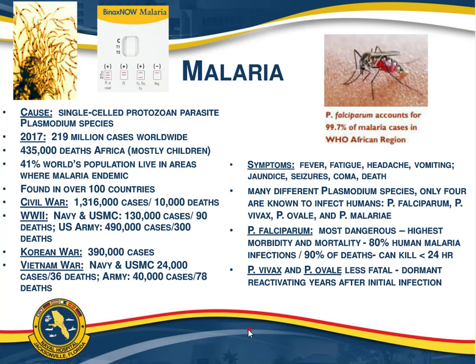There are many different Plasmodium species. Only 4 are known to infect humans. And these are all Plasmodium: Falciparum, Vivax, Ovale, and Malariae. The most dangerous is falciparum, and that's what we treat with that Malarone, which I'll talk about in a second. 80% of malaria infections and 90% of deaths are due to falciparum. It can kill people in less than 24 hours. It usually doesn't, but it can do that.